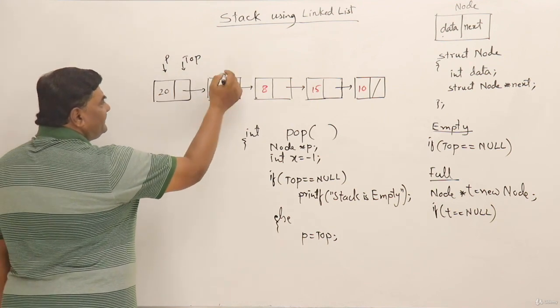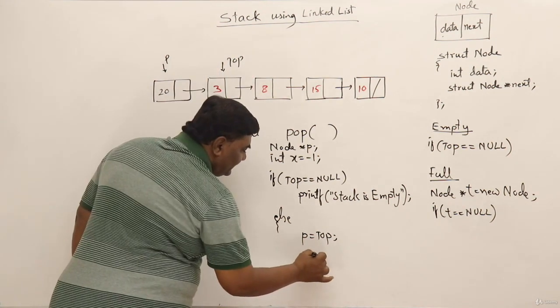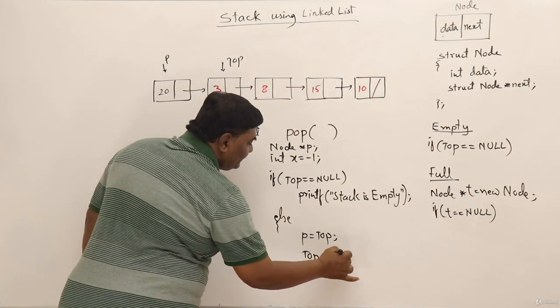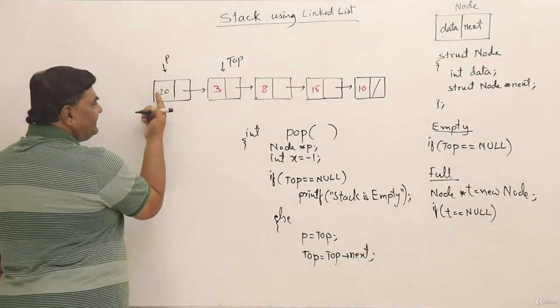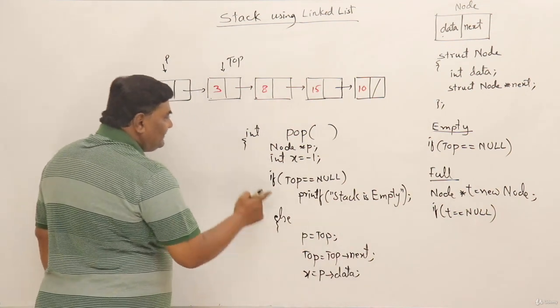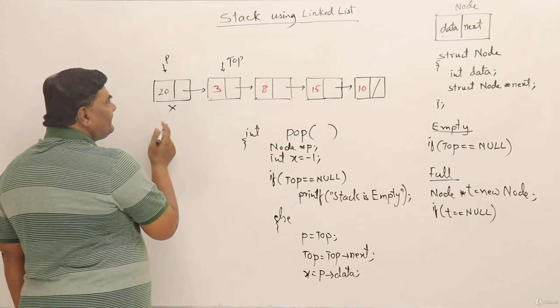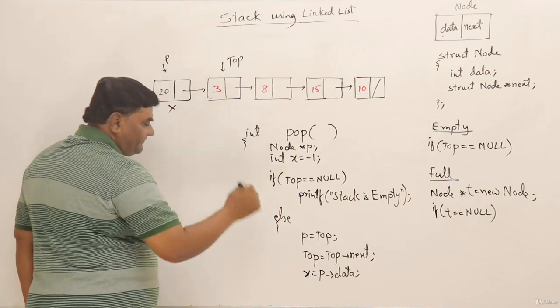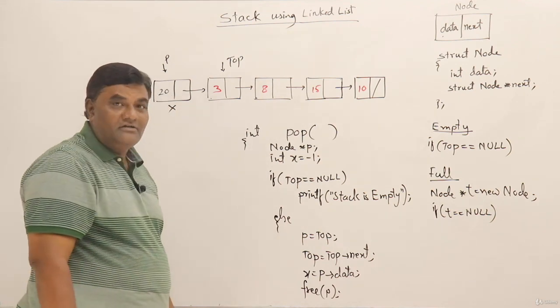Now move top to the next node. Top should move on to the next node. Top assign top's next. Then take out this data. P's data, take out in variable X. X assign P's data. So this data is taken in variable X. Then delete the node. So this node will be freed. Free P. I can write delete P or free P.